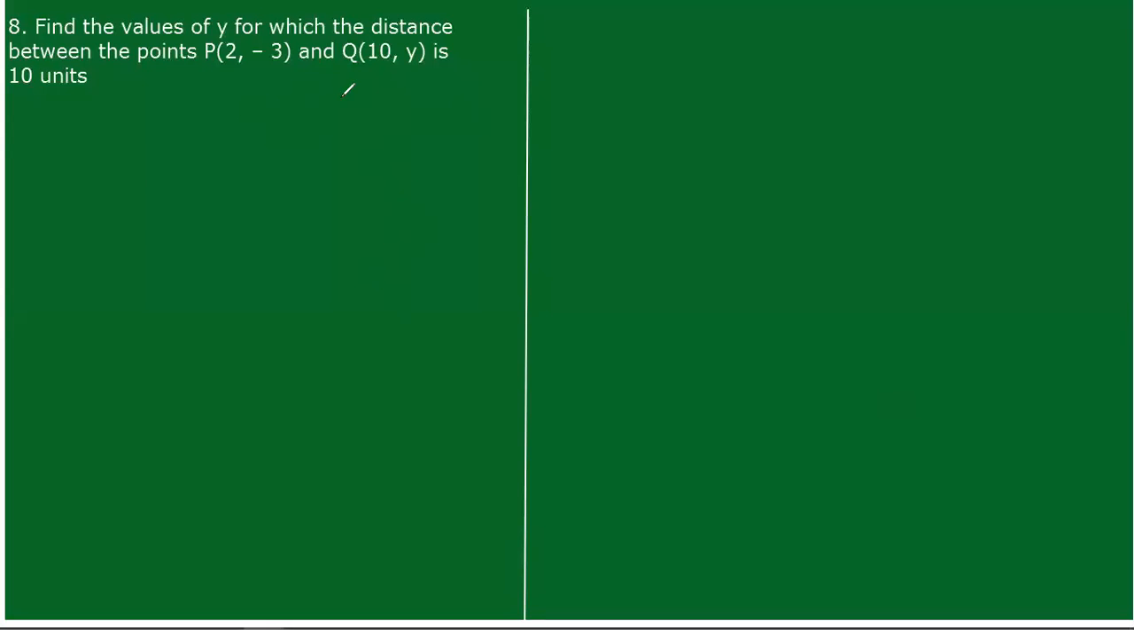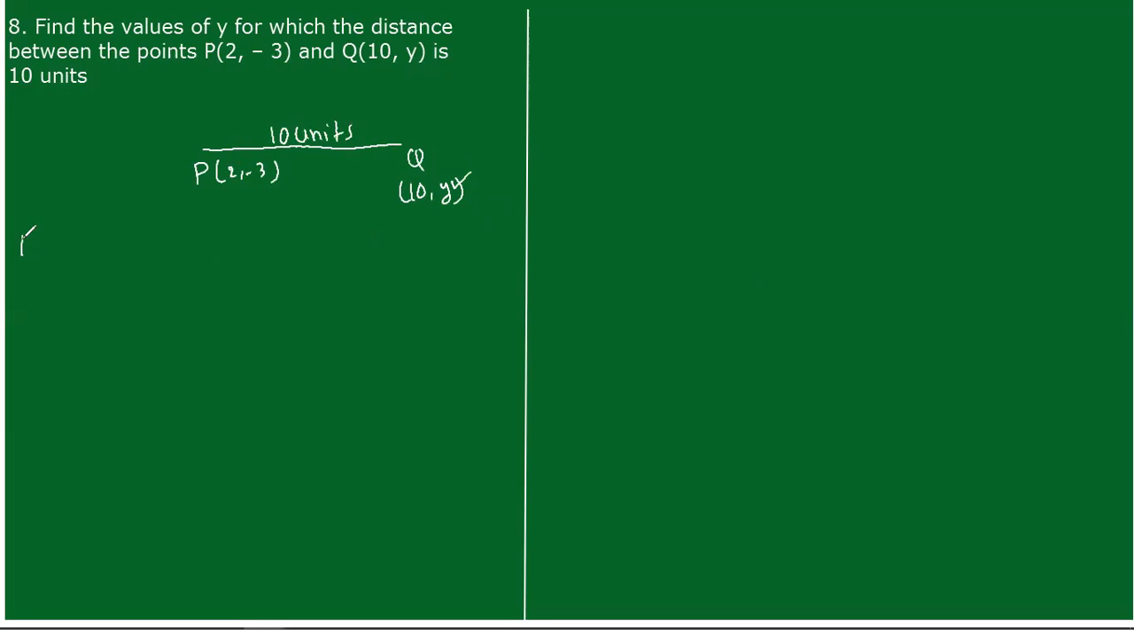So let's take one line segment, just roughly. Let's assume that this is P (2, -3) and this is Q. We can write (10, y). So these are the two points P and Q, and the distance between them is 10 units. Now we have to find this y value. It's easy, we can apply the distance formula and we'll get the y value.